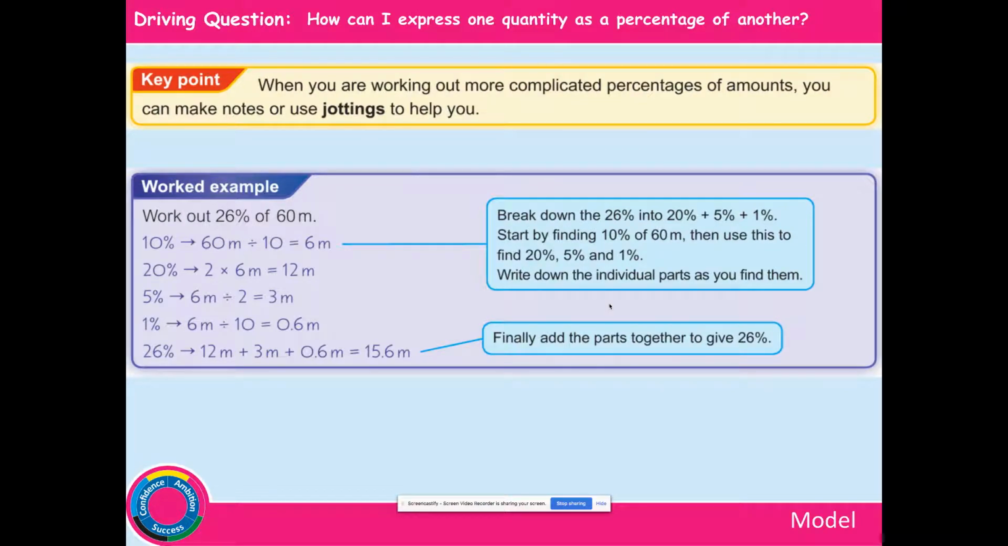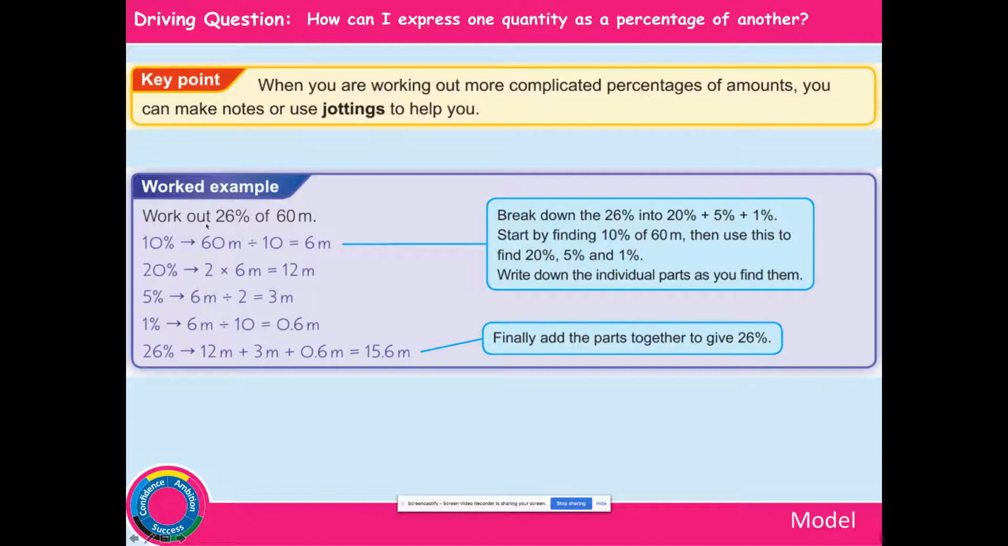Okay, when you're working out more complicated percentages of amounts, you can make notes or use jottings to help you. So for example, if you wanted to work out 26% of 60 metres, first of all, we'd find 10%. So 10%, we know now, we divide by 10. So 60 divide by 10, 1 0, so 1 place. 6 moves over into the ones column, and the 1 drops off. So we've got 6 metres.